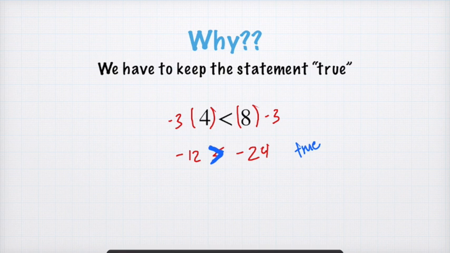And that's why we have to flip it whenever we multiply or divide by a negative. We want to make sure it stays true. Basically, after you do an operation with a negative, you want to go through and check, does this statement still make sense? If I were to go back through it, am I still making sense in the end? If you're not, it means that you probably need to flip a sign.